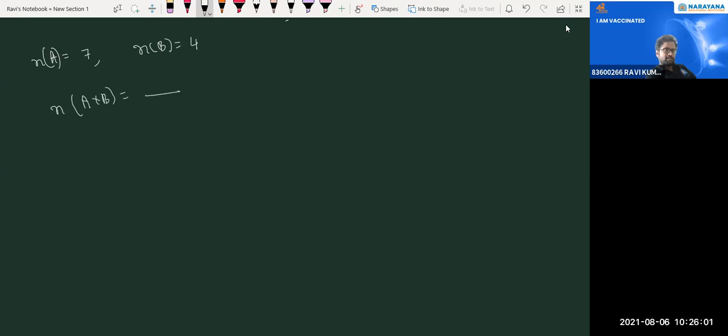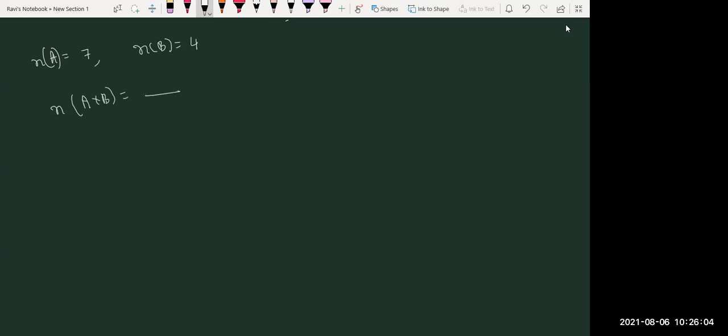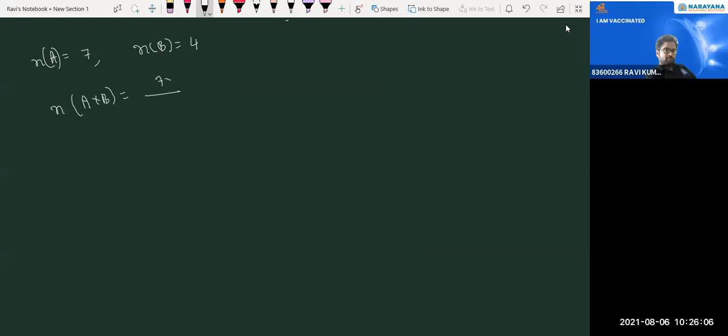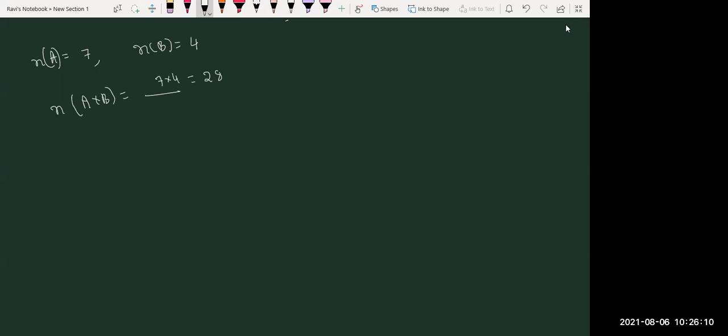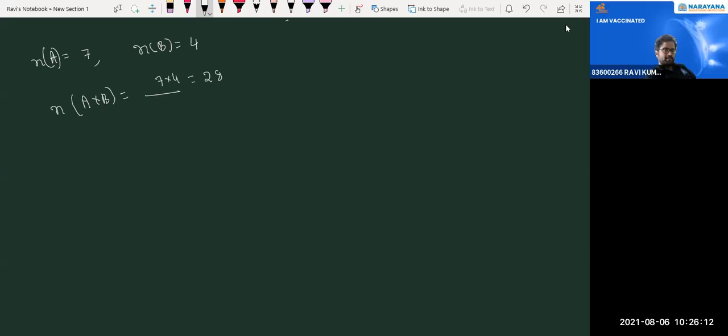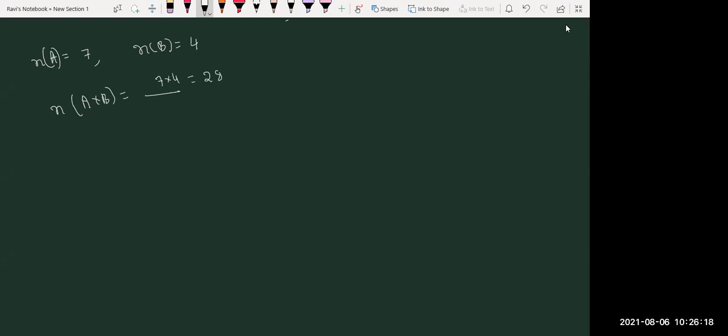How much? 7 into 4. 28. That's the answer. For the number of ordered pairs in A cross B, 7 into 4, you have to multiply. Understand? Yes, sir.